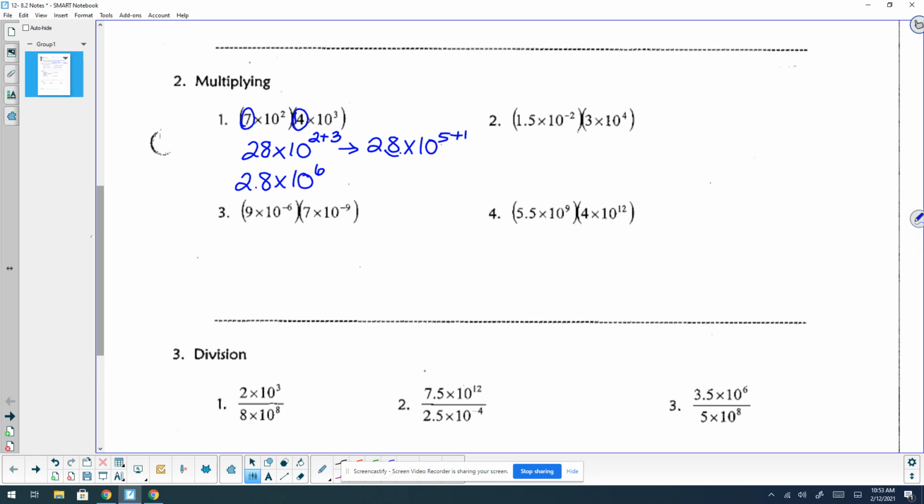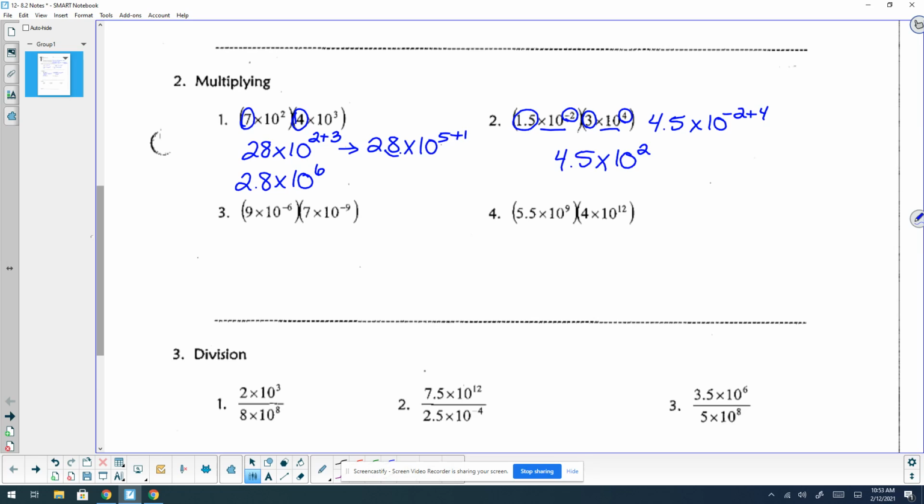The next problem, I'm going to go ahead and again multiply 1.5 times 3. When I multiply 1.5 times 3, I end up with 4.5. Same thing with our base 10. So I have base 10, base 10, so times 10. I'm going to add my exponents because I'm multiplying like bases. So negative 2 plus 4 gets me 4.5 times 10 to the second.